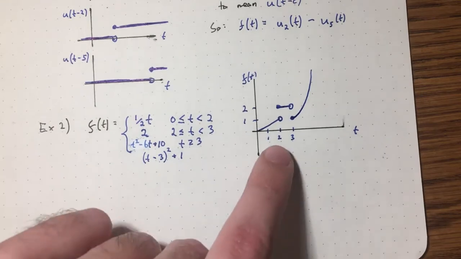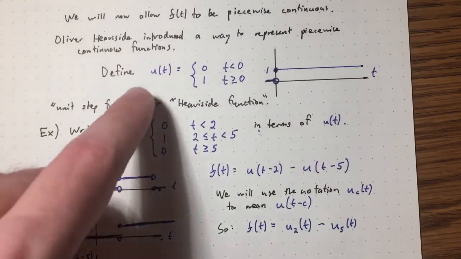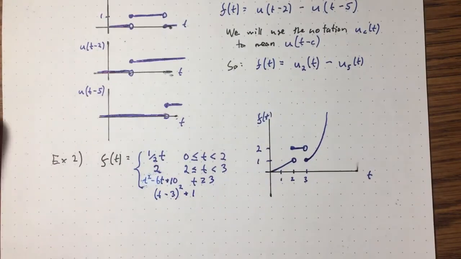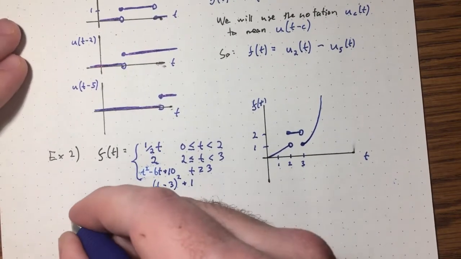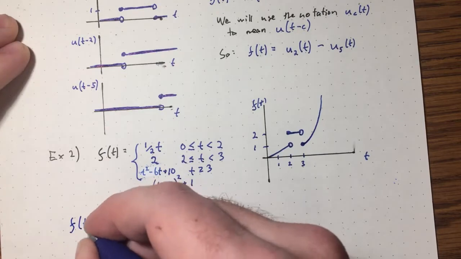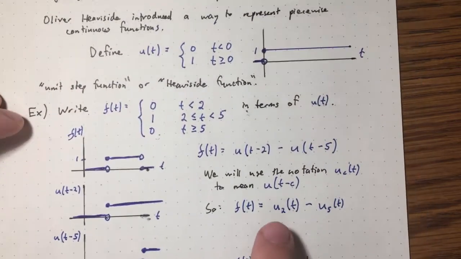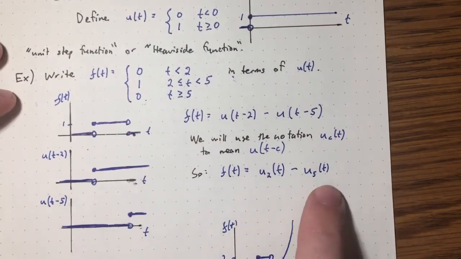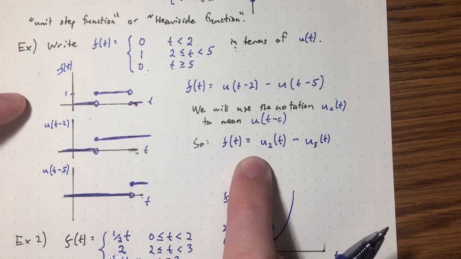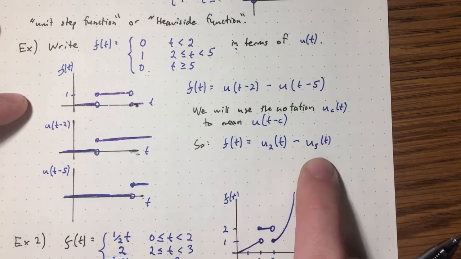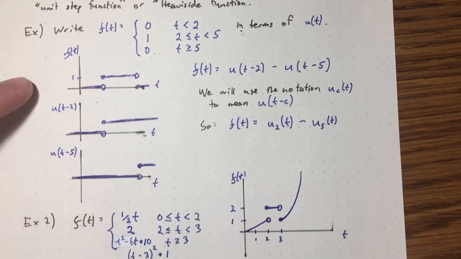Let's try to write this function in terms of u of t. Okay. Seems pretty complicated, but it's actually not too bad at all. Because we're going to use these kind of things. You can think of these as switches. So this is like a switch that turns on at t equals 2 and turns off at t equals 5.